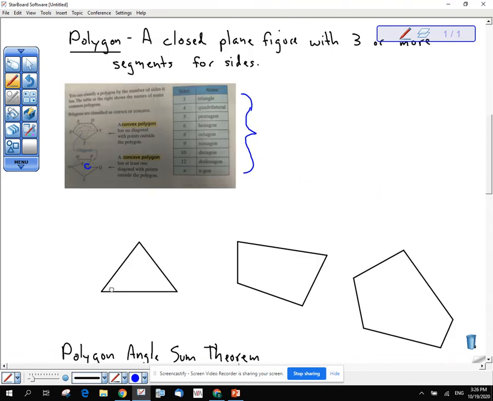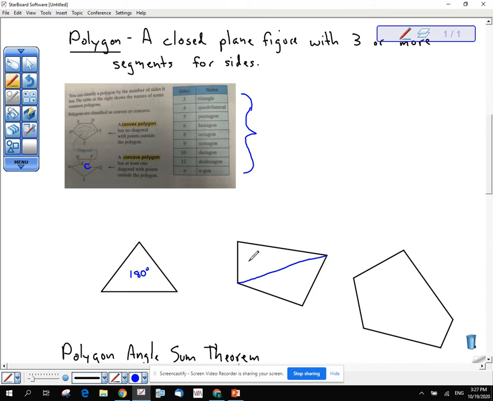Okay, so consider these three figures. And we know already that the angle sum of a triangle is 180 degrees. The question is, what about a quadrilateral, 4 sides? What about a pentagon, 5 sides? What if we kept going? Well, here's an easy way to demonstrate why a quadrilateral has 360 degrees for an angle sum.